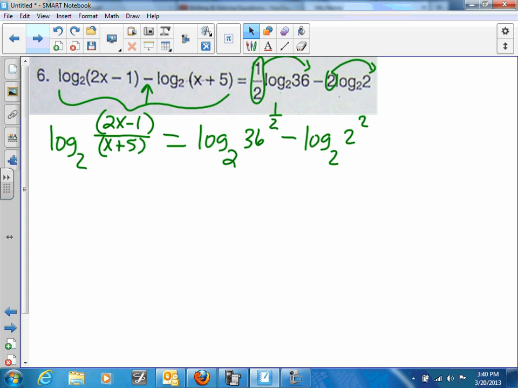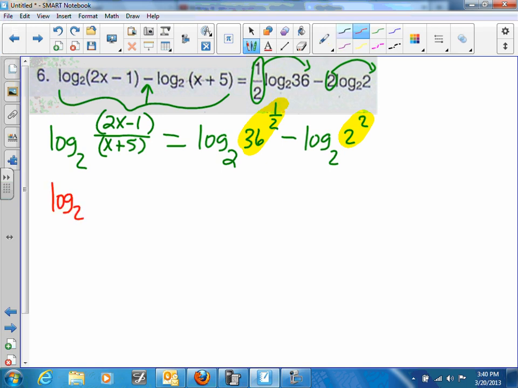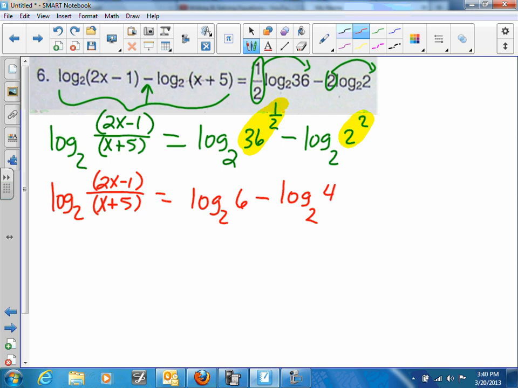Now, like we did earlier, we want to clean some of this up. I'm going to leave what's over here on the left because I don't need it just yet, but I'm going to rewrite it because I want to do a line each time. Now, 36 to the 1/2 power is basically the square root of 36, which is 6. So you get log base 2 of 6 minus log base 2 of 2 squared is 4.